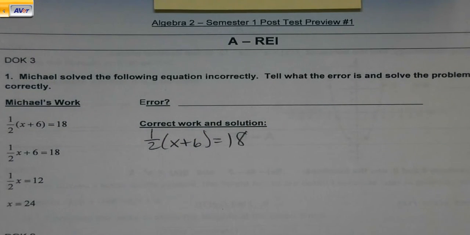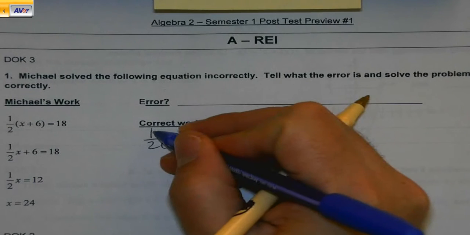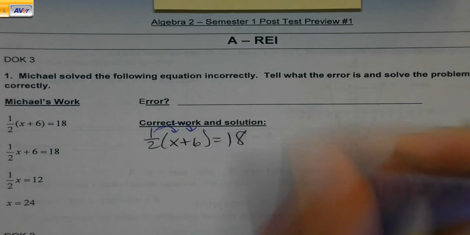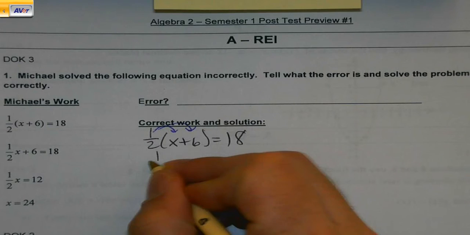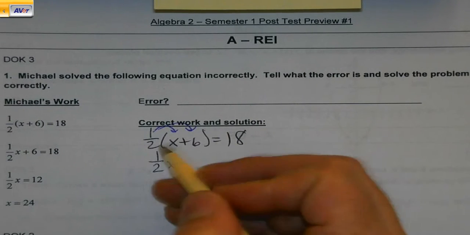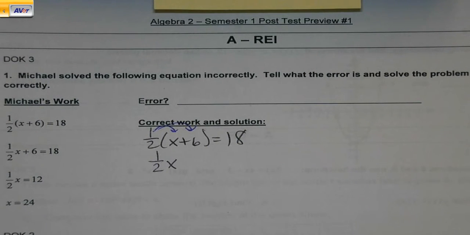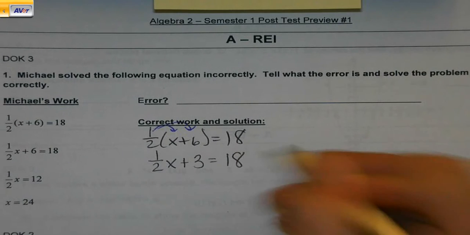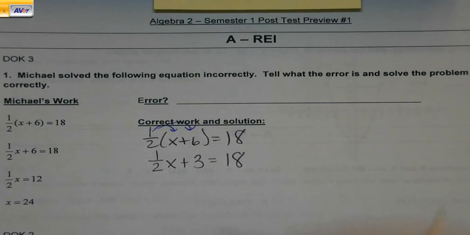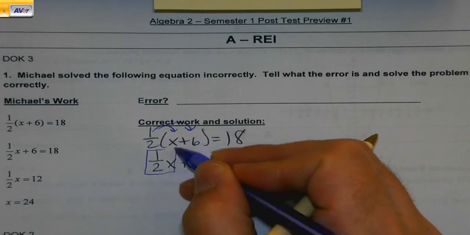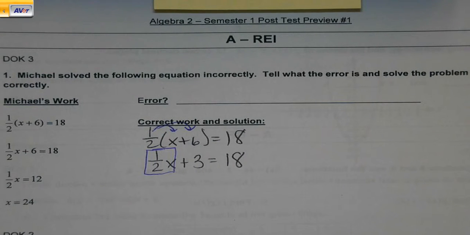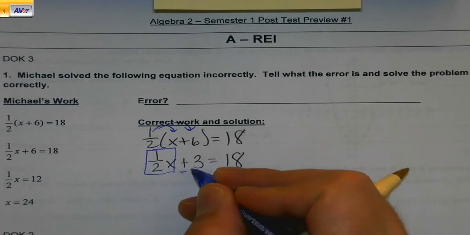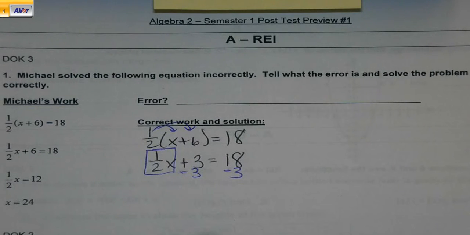write this down and go, okay, well, I know when there's parentheses, I'm supposed to distribute. So let's see here. 1/2 x. 1/2 of 6 is like 6 divided by 2. Now I could do that on my calculator too if I needed, but 1/2 of 6 is 3. And I go ahead and I get that, and I go, okay. Just like in Algebra 1, I got to get my x term by itself. So I got to get the 3 out of there.